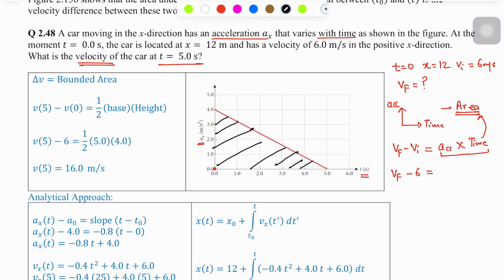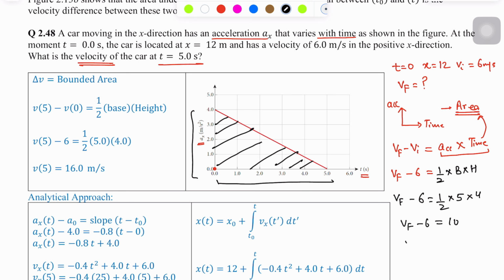Can I say this is a triangle, half times base times height. Vf minus 6 equals half. What is the base? 5. What is the height? 4. So here we get 20 divided by 2, which is 10. So 10 equals Vf minus 6. What is the value of Vf? Vf is 16 meters per second.